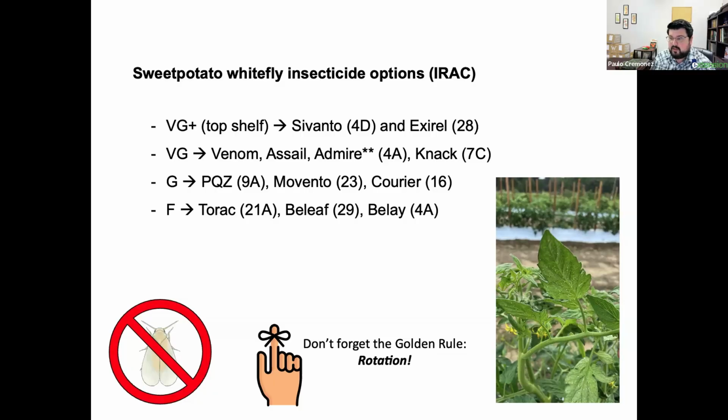Other very good options, depending on the population, are the neonics like Venom, Assail, and Admire. Although with Admire, we are seeing a little bit of tolerance growing up, so we need to study that. And you can also use an insect growth regulator like Knack. Good options include Pyrifluquinazon, Movento, and Courier, and some fair options you could use just for the sake of rotation are Torac, Belay, and Brigade. But again, I'll stress this, and don't forget the golden rule: use it in rotation.